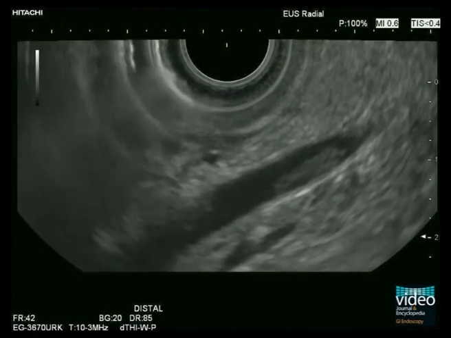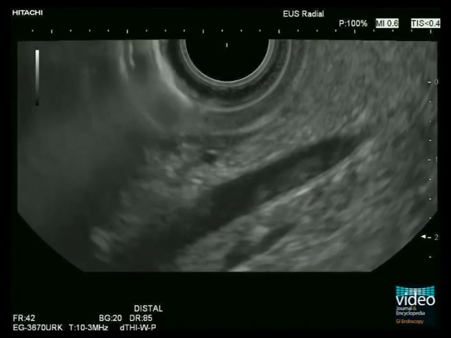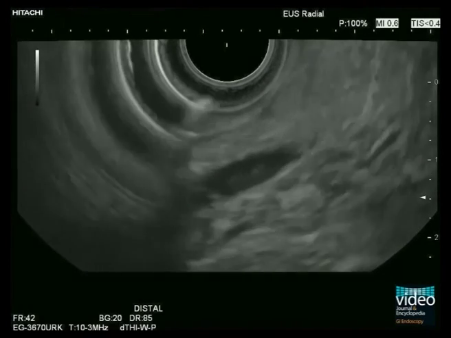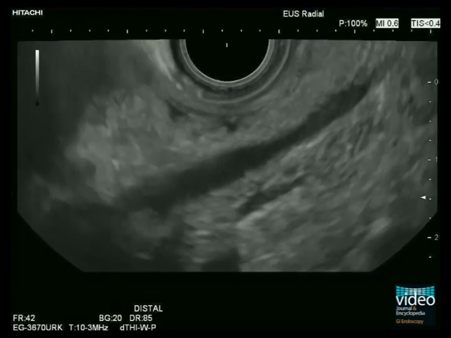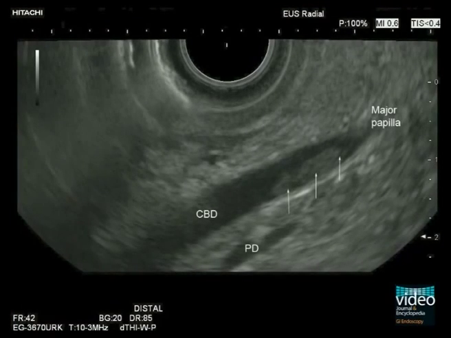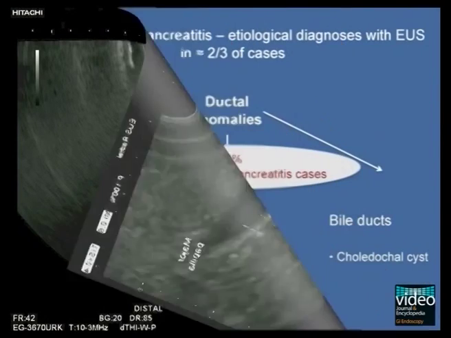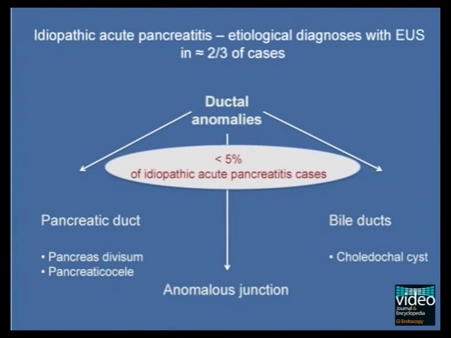Sludge is a suspension of cholesterol crystals, mucin, glycoproteins, proteins, and debris that potentially leads to acute pancreatitis. There is no chance of diagnosing small amounts of sludge in the bile duct by transabdominal ultrasound or radiological imaging. Abnormalities of the pancreatic and biliary ducts are a less common cause of acute pancreatitis.